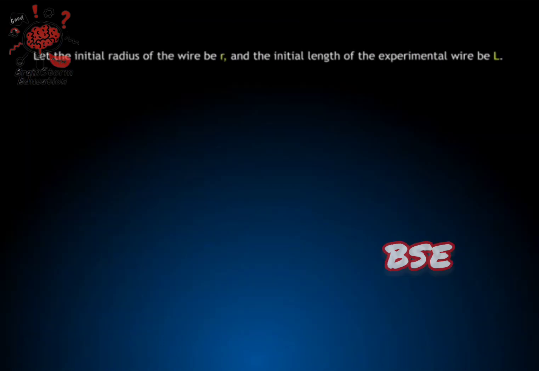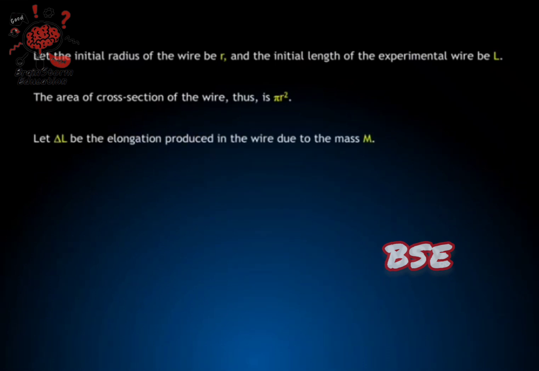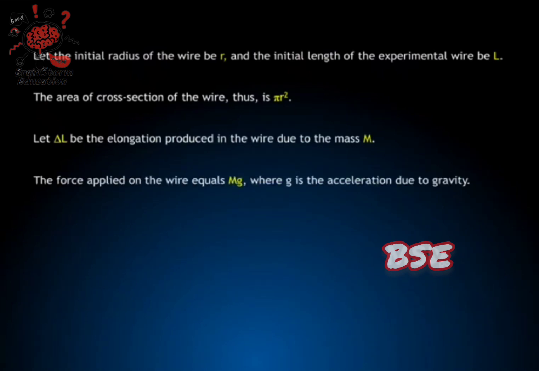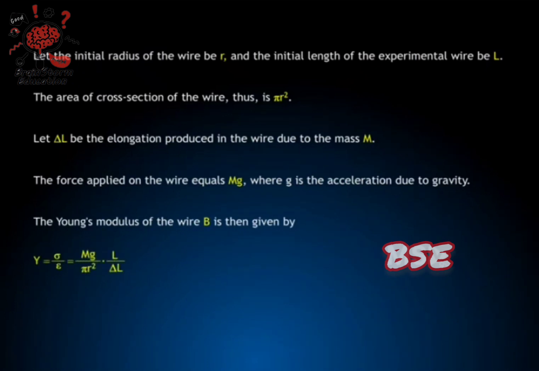Let the initial radius of the wire be r, and the initial length of the experimental wire be L. The area of cross-section of the wire, thus, is pi r square. Let delta L be the elongation produced in the wire due to the mass m. The force applied on the wire equals mg, where g is the acceleration due to gravity. The Young's modulus of the wire B is then given by Y equals sigma by epsilon equals mg by pi r square into L by delta L, which equals mg into L by pi r square into delta L.